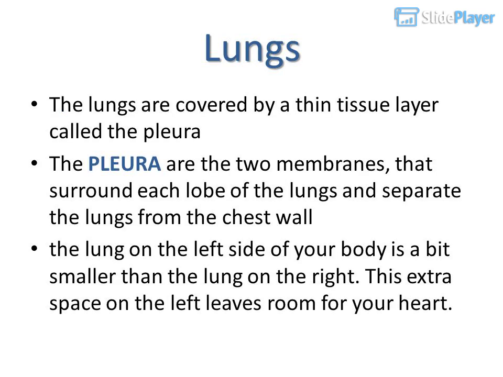Lungs. The lungs are covered by a thin tissue layer called the pleura. The pleura are the two membranes that surround each lobe of the lungs and separate the lungs from the chest wall. The lung on the left side of your body is a bit smaller than the lung on the right. This extra space on the left leaves room for your heart.